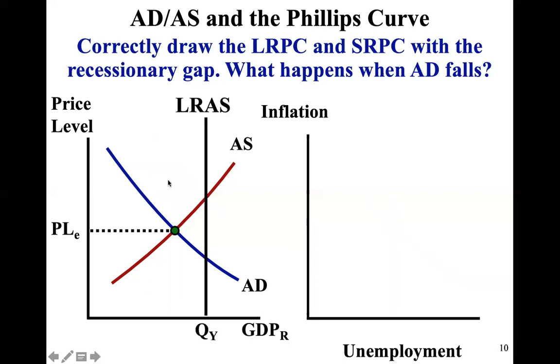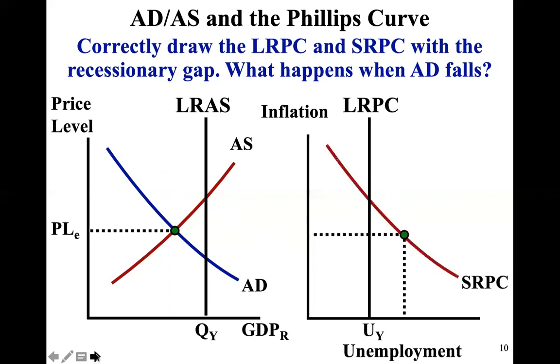So given this model on the ASAD model, let's draw a short run Phillips curve in the same spot, which is a recessionary gap. And then let's show what would happen if aggregate demand fell even further. So this is clearly a recessionary gap. How do I know? Because the short run equilibrium is to the left of the LRAS. How would I draw that on the Phillips curve? Like this. We have a long run Phillips curve. We have a downward sloping short run Phillips curve.